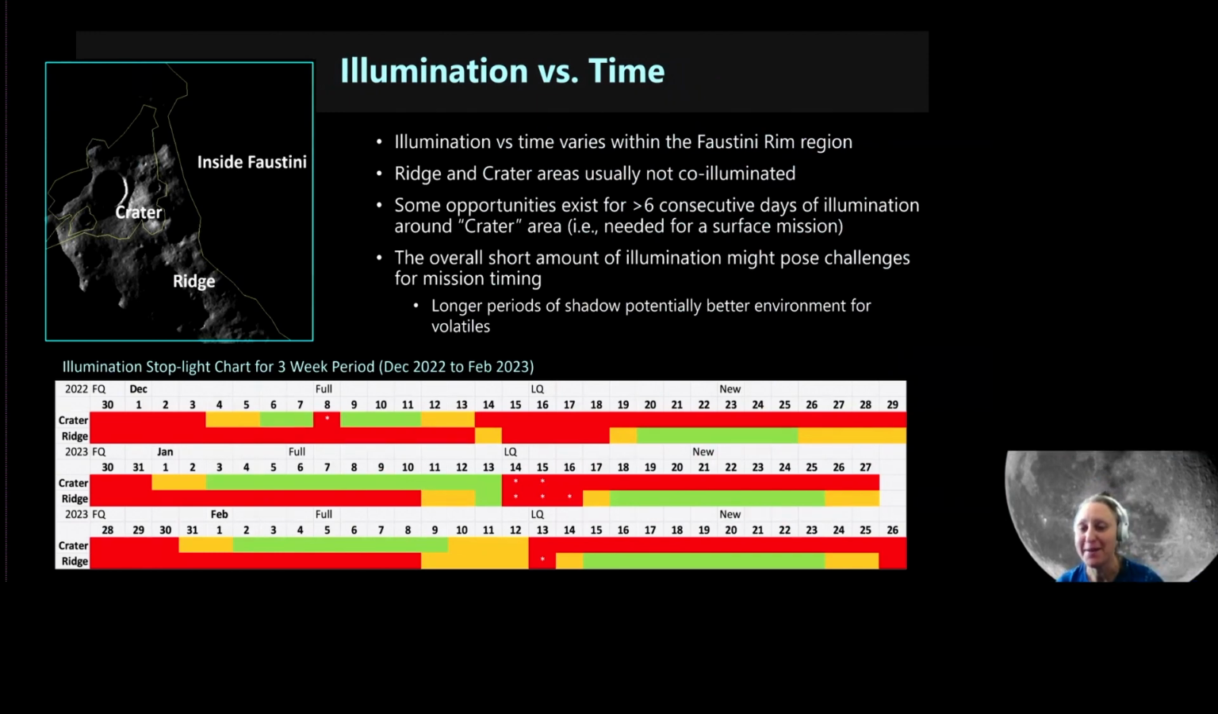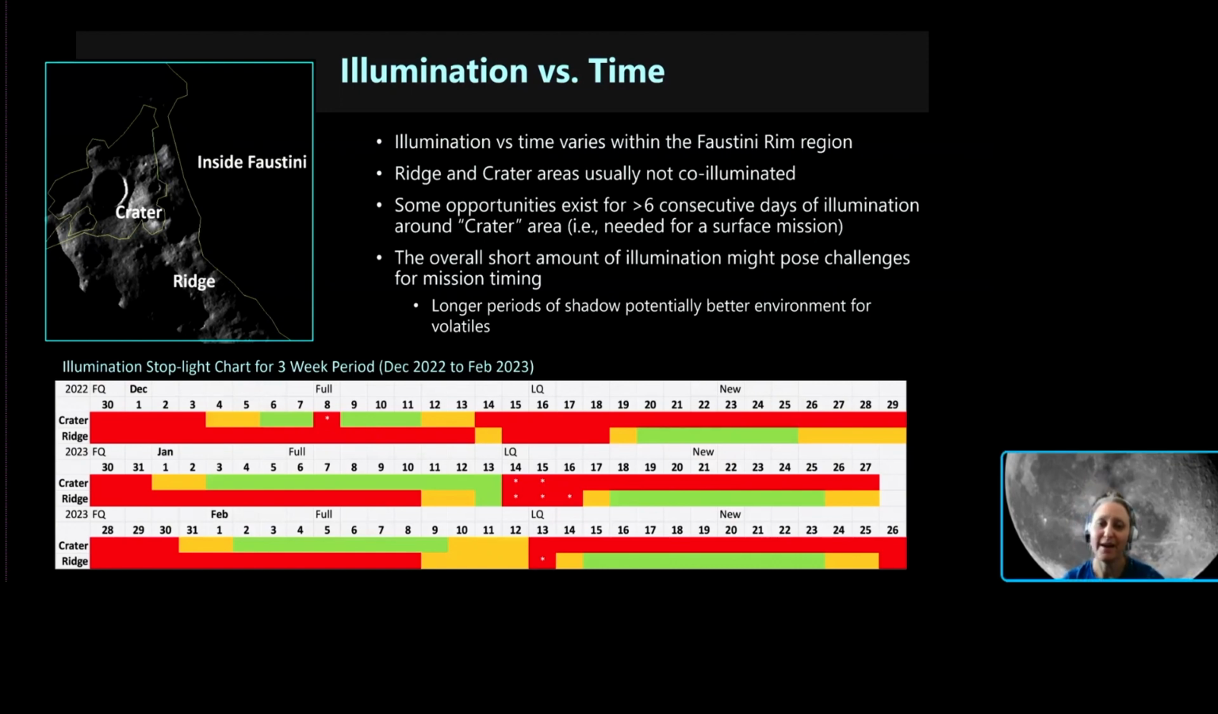As we all know, the timing is very important as well for illumination. So this is an example of that illumination data codified into a stoplight type chart where red is a day where there's little or no illumination. Yellow is a day where there's moderate illumination, and green is a pretty good illumination day for a particular location. And it's divided into the crater area and the ridge area.